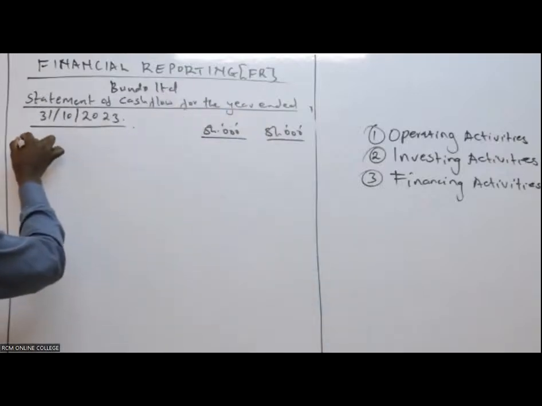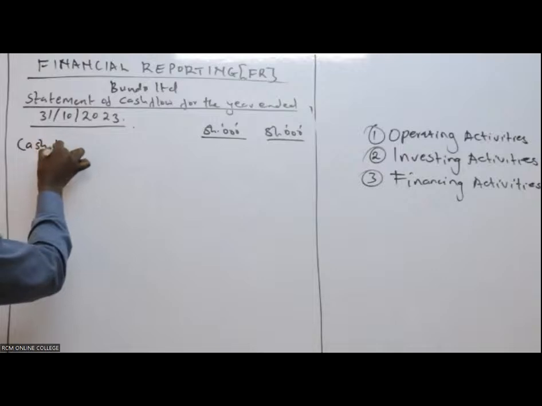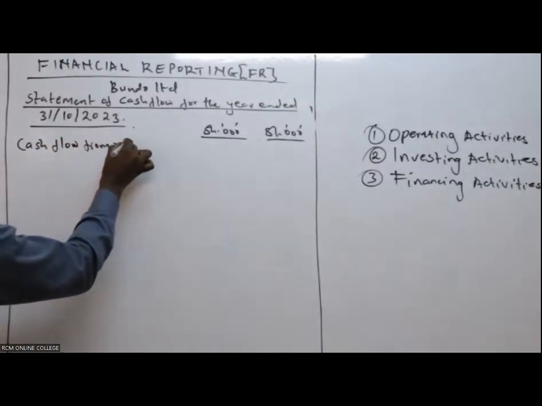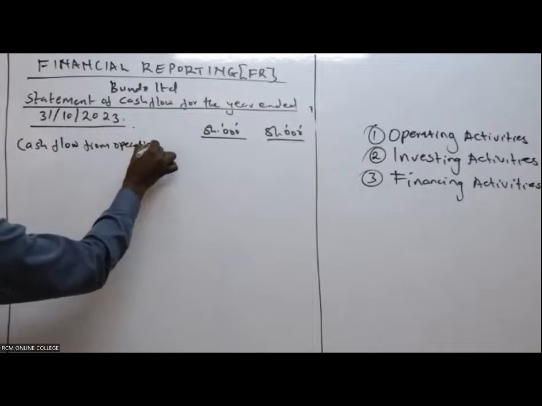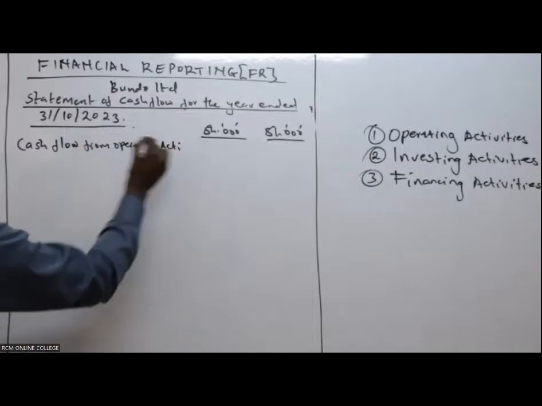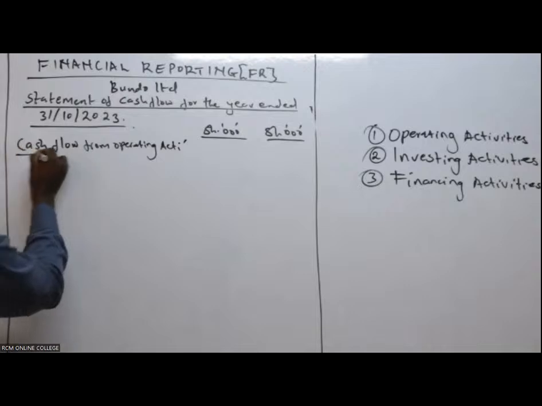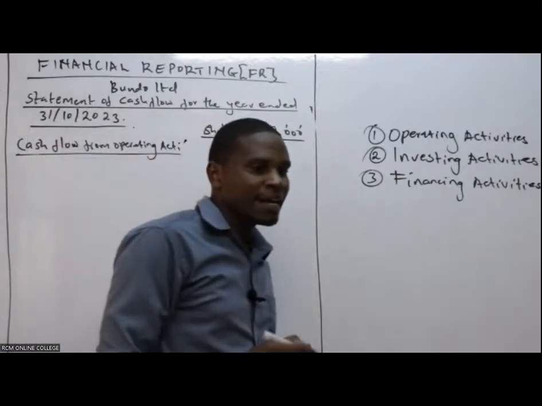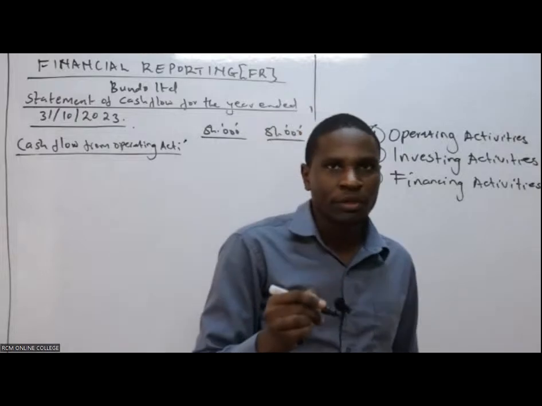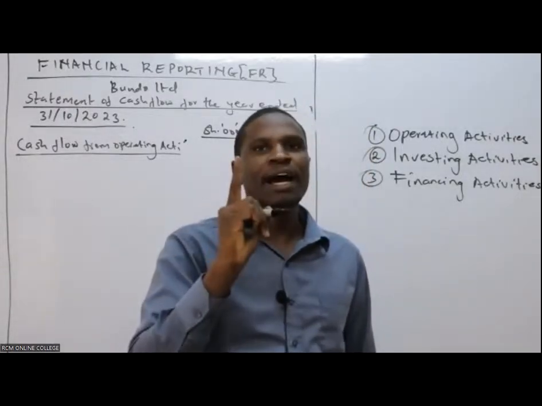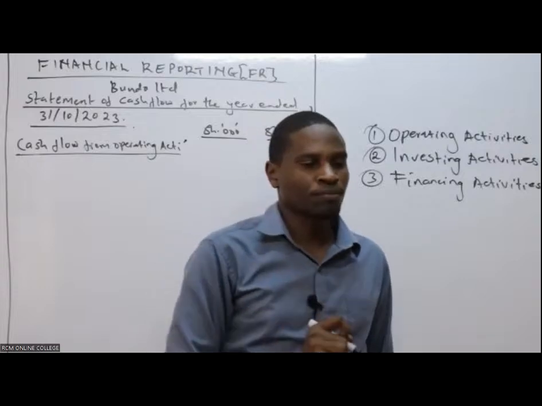Now we shall start with the cash flow from operating activities. Cash flow from operating activities. Am I using the direct method or the indirect method? I'm using the indirect method. Can somebody tell me the first item that I should think of?